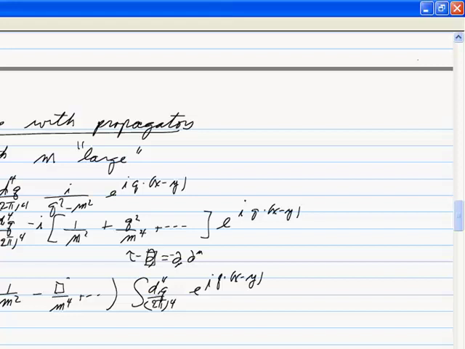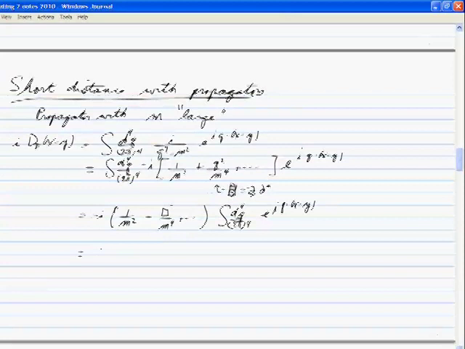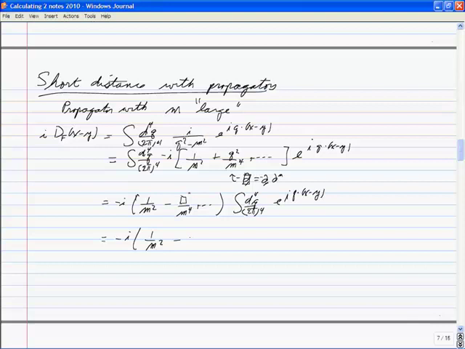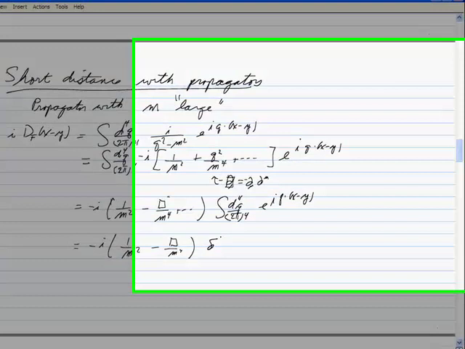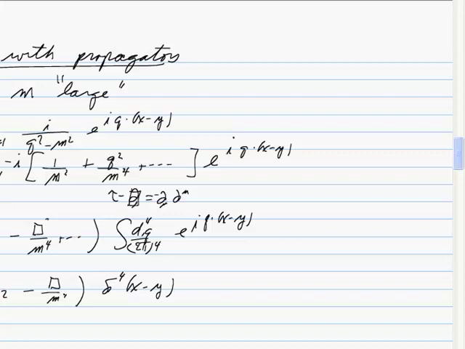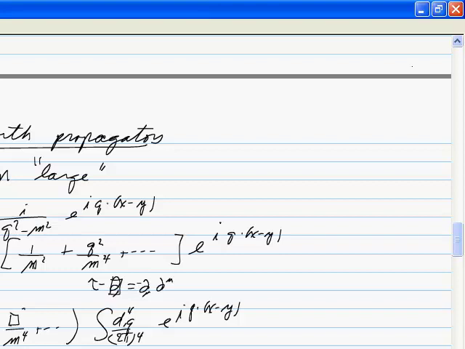And then lastly, you know what that is. That's your delta function. And so we've manipulated this to write it as minus i times 1 over m squared minus box over m to the fourth, of delta 4 of x minus y. It acts on the delta, yes. The question is, what does box on a delta function mean? I'll explain that later.